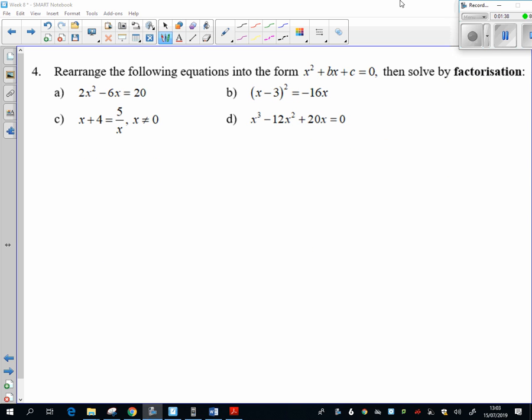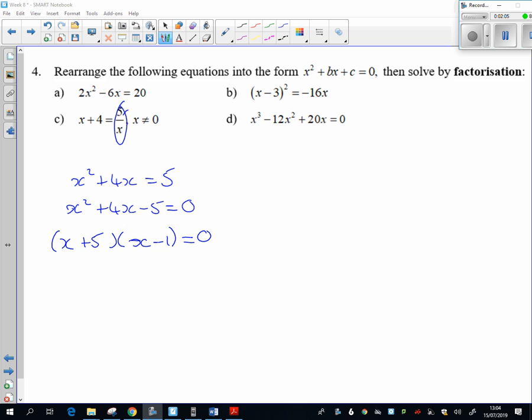Okay, so on to part C. So that's obviously causing the most problems. So I'm going to make my first step to multiply through by x, okay? And then I immediately get rid of that fraction, and then it's quite straightforward from there. So I'll make that equal to 0. I'm after two numbers that multiply to give -5 and add to give 4. So that's going to be 5 and -1, which means my solutions are -5 and 1.